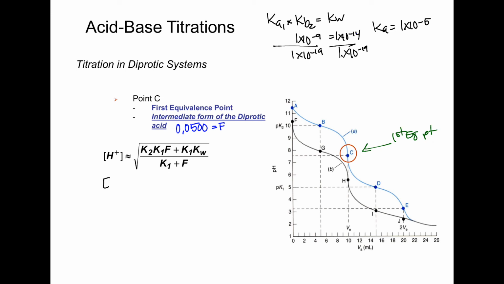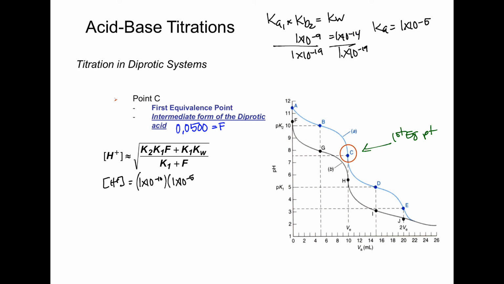All right, we have that the hydrogen ion concentration is equal to Ka2, which is 1 times 10 to the negative 10th. We had to do that when we found the Henderson-Hasselbalch halfway between point A and point B. And this is 1 times 10 to the negative 5th.